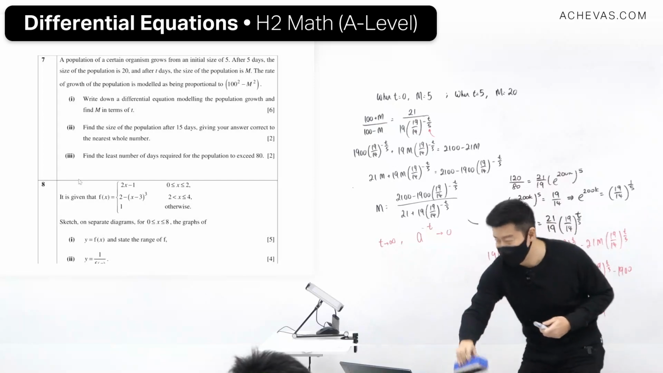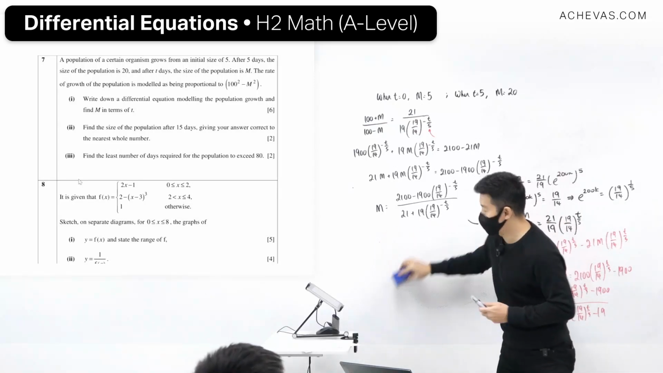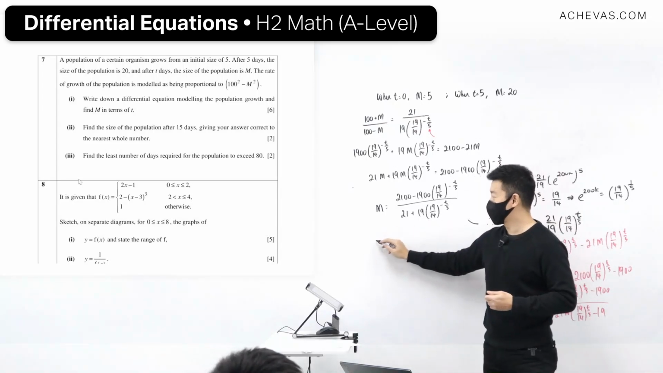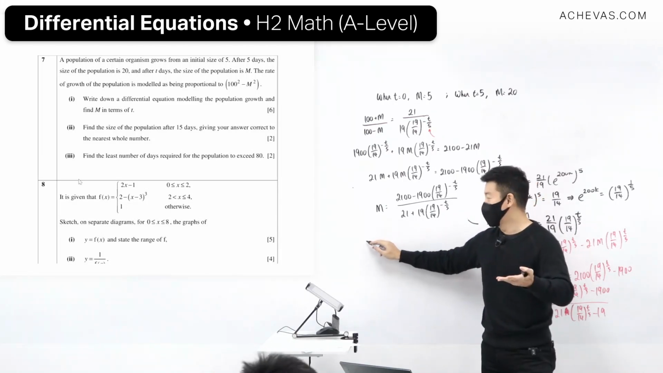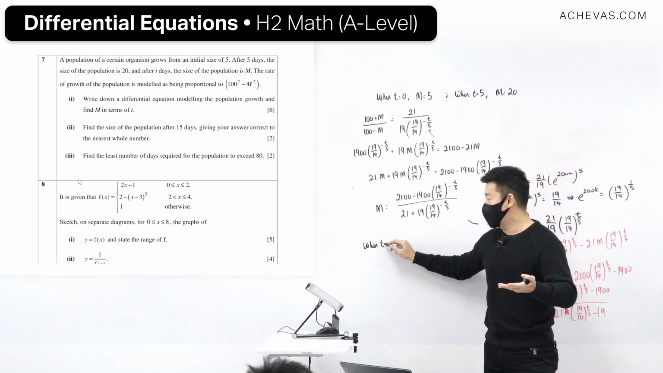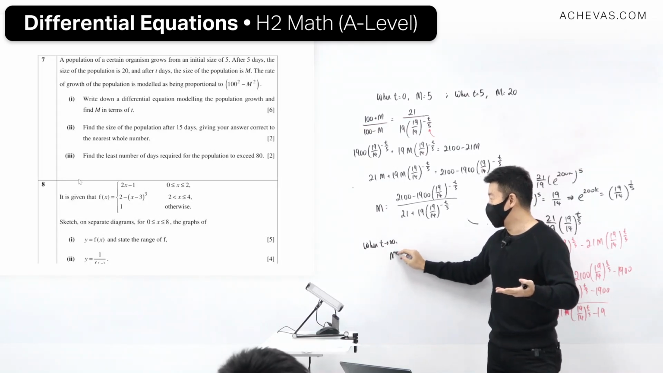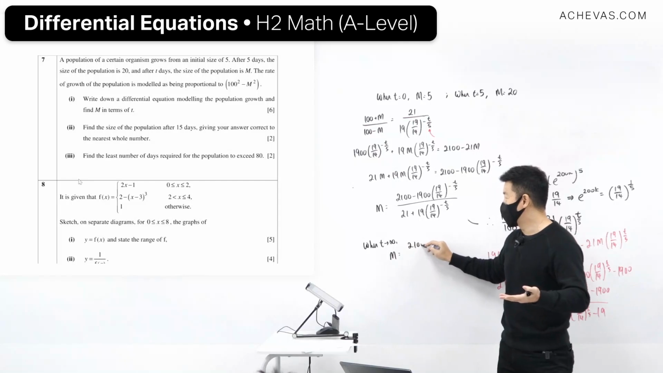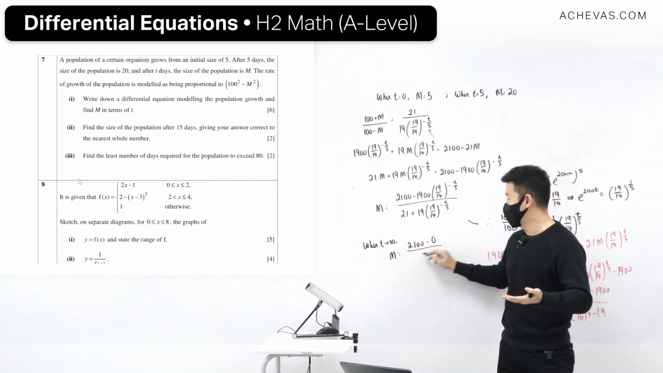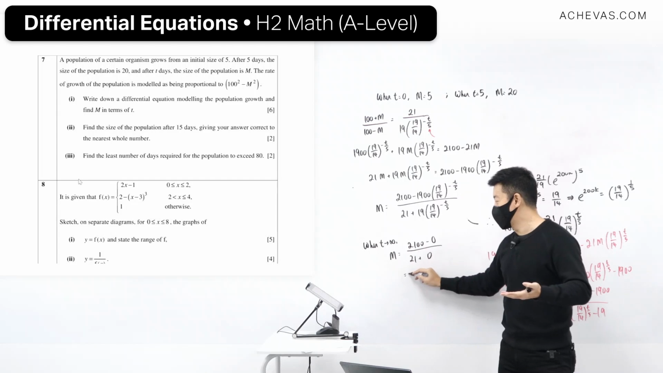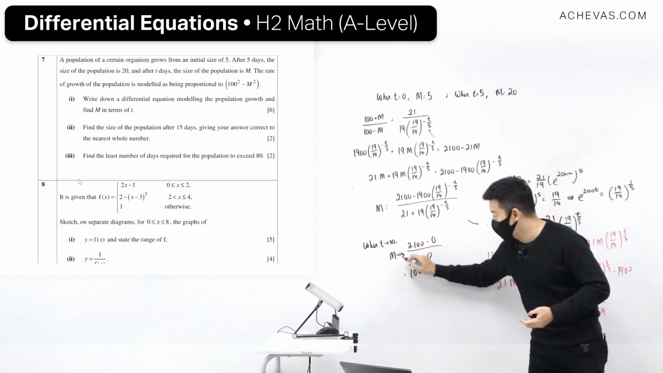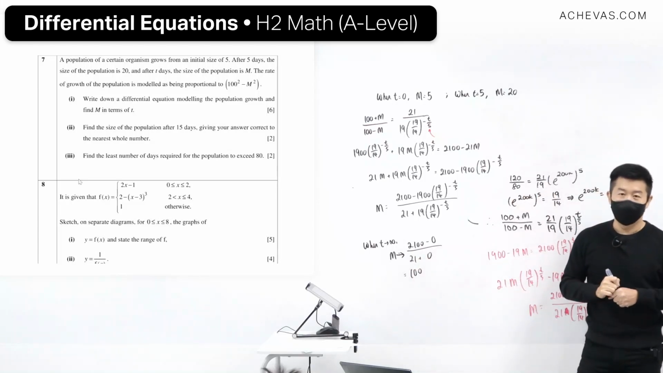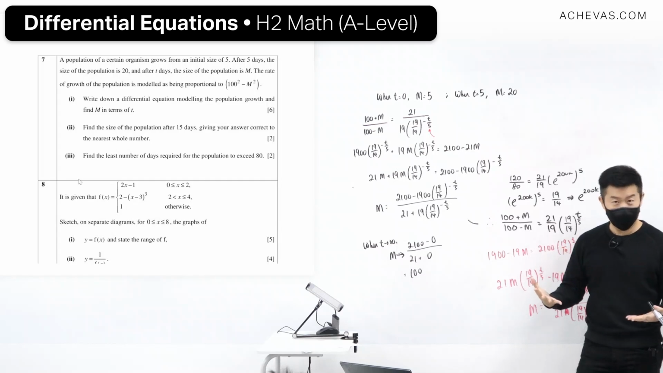So in case later on in this question, they were to ask me, hey, what do you think is the population size in the long run? So when t goes to infinity, I know the population size is going to go to 2100. This will become 0 divided by 21. This will become 0. The population size will tend to 100. Okay, all these can be prepared.